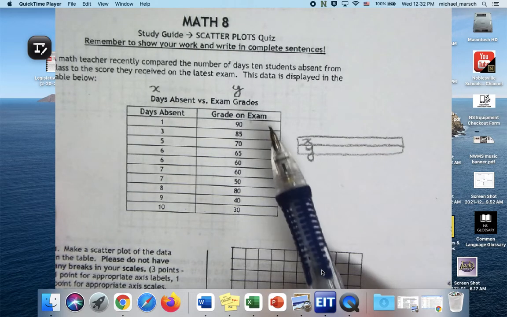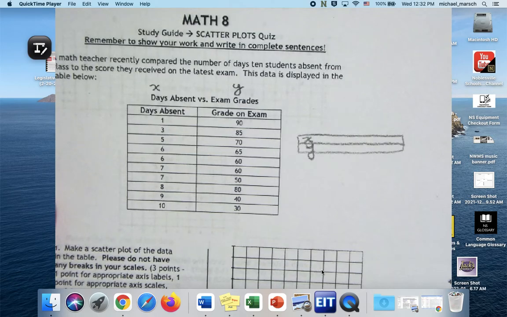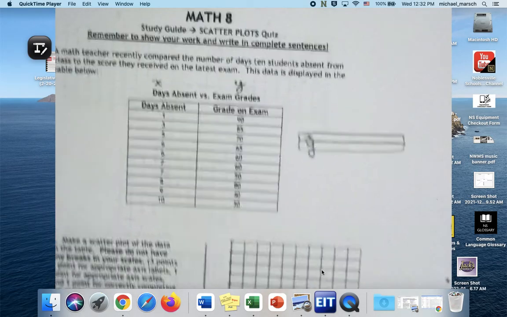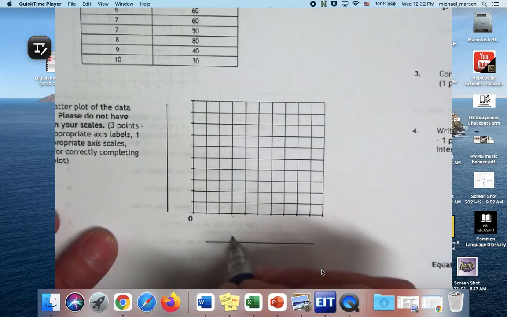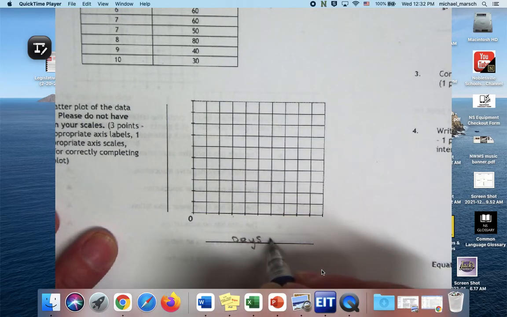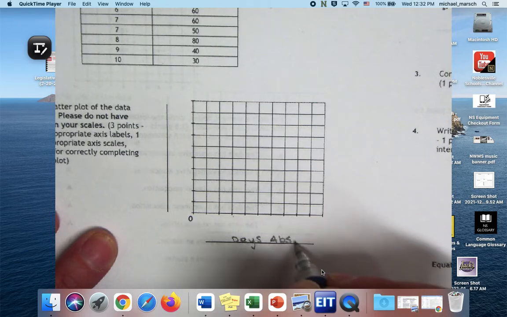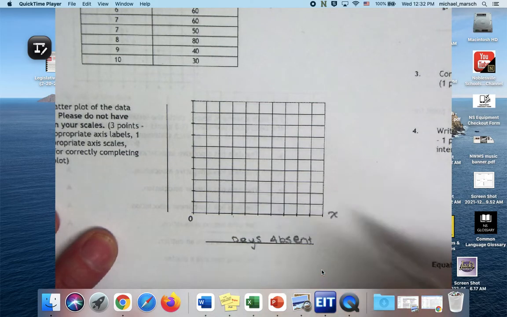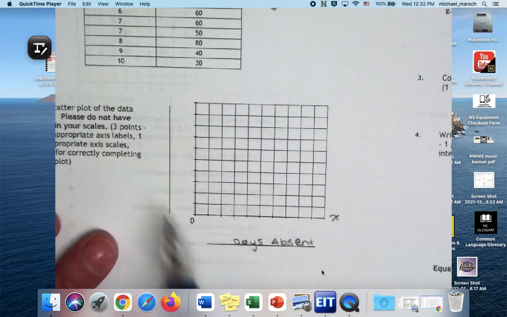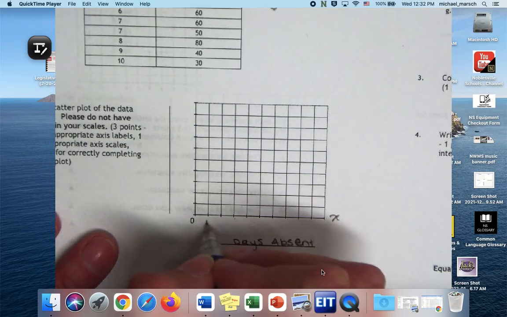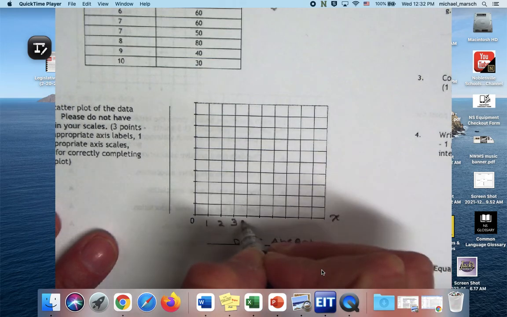That helps then when you have to create your scatter plot. So if you look down here now, I'm going to make my scatter plot. X is days absent, so that's going to be my title for my x-axis. And because the highest number I have is 10, I can go by single digits because I have 10 lines here.